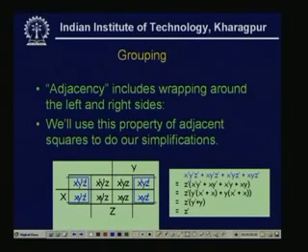So these 4 min terms reduce to only z dash. What can we tell from this? If we can group 4 adjacent cells, then it always reduces to only one variable if the function is a 3 variable function, as we have just seen.